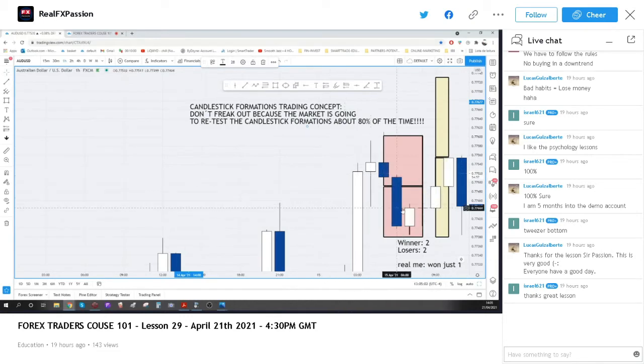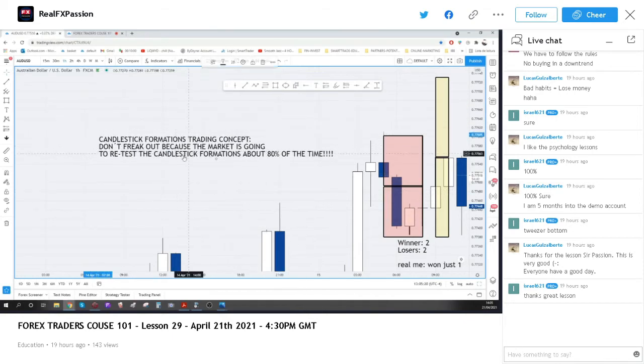how the market moves, how the market behaves, I would start to think, oh, the broker is spying on me. How is it possible that every time the market goes against me, this market is rigged? No such thing, everybody. Candlestick formation trading concept. Don't freak out, because the market is going to retest candlestick formations about 80% of the time, right?